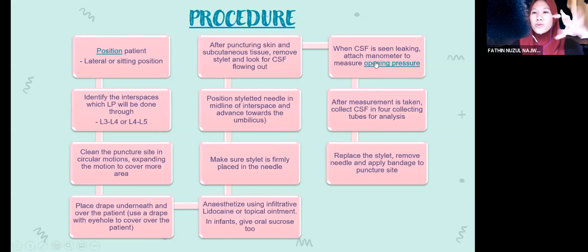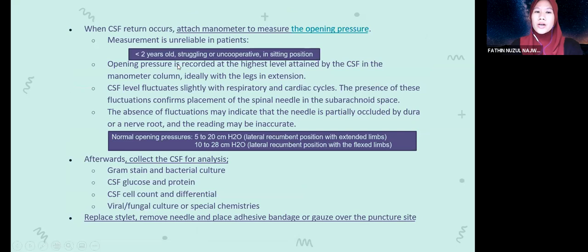Okay, now I'll go through briefly the opening pressure. Now, the opening pressure is unreliable in patients that are younger than 2 years old, in patients who are struggling or uncooperative, and in patients that are in sitting position. Now, the normal opening pressure would be 5 to 20 centimeter H2O.